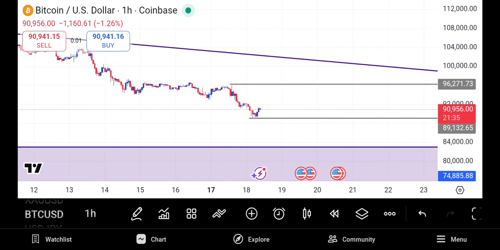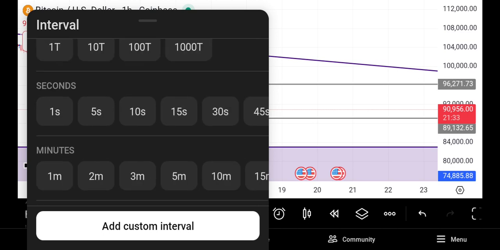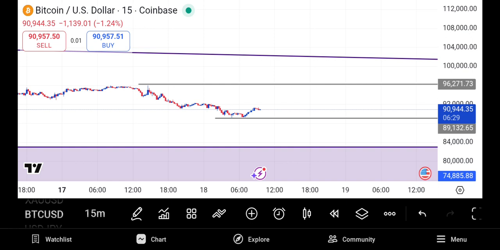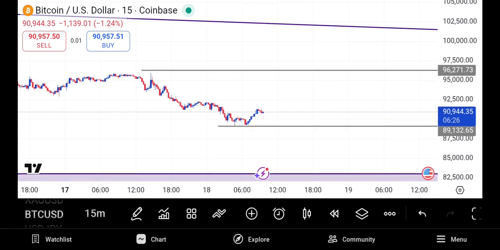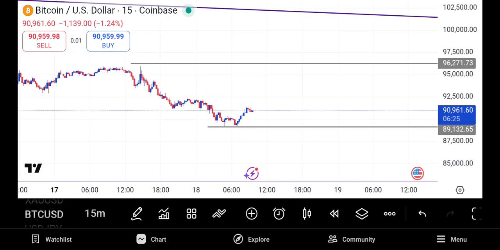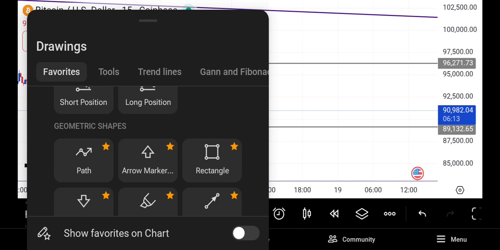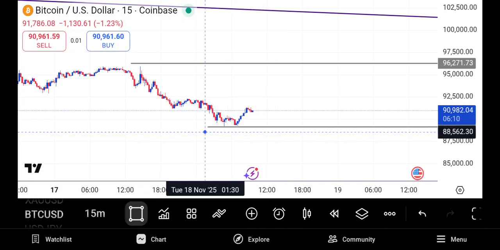We go to the 15-minute time frame, whereby that's where we're gonna execute our trades. On the 15-minute time frame we can see that price created that kind of a support. So what are we gonna do? We're gonna create our resistance and support. Let's start with our support.